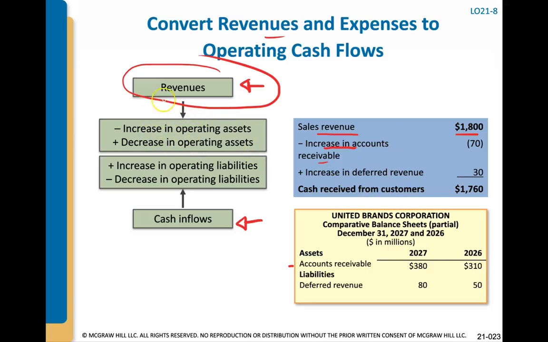And so we go back here and we see, oh, if we have an increase in an asset, that means we have to reduce our revenue from our income statement. So here we have a minus $70. Then we look at our deferred revenue and we see it increased $30. And deferred revenue is a liability. So I'm going to go here and I have an increase in my operating liability. It tells me I have to add that $30 increase into my sales revenue account. So now if I take my $1,800 minus 70 plus 30, again, cash received from customers, $1,760.